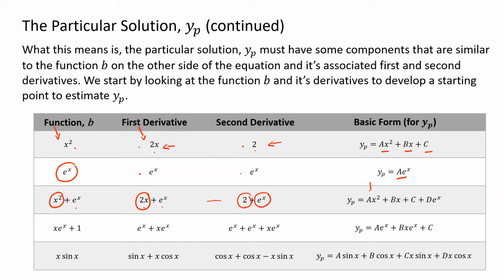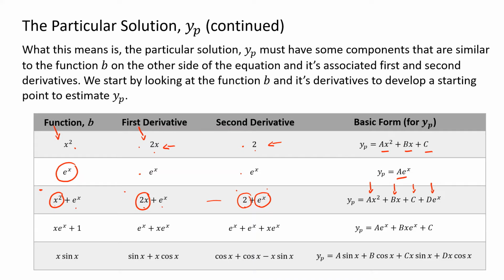A times an x squared term, plus b times x, plus c, which is just a constant, plus d times e to the x. And it doesn't matter what you call these constants, it doesn't matter what order they're in, because you're going to solve for them regardless. You're going to find a number for them. It doesn't matter if you put the x term first or the x squared term first. The important thing is you take one of each of those functions and you include it in your basic form for your particular solution.